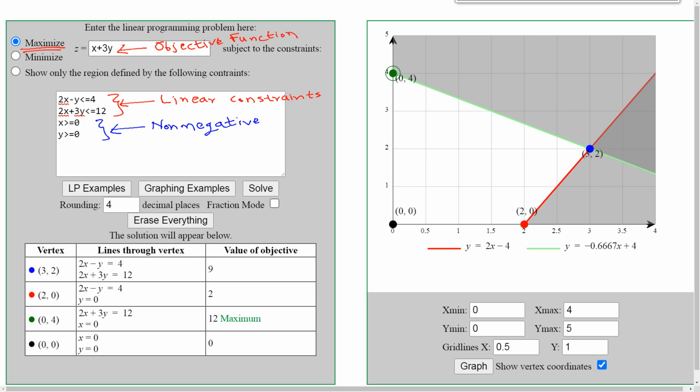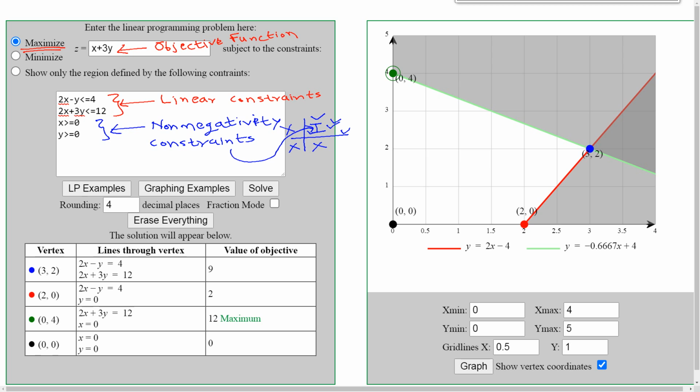So non-negativity constraints assure that the answer of the linear programming problem that we will obtain will always be in the first quadrant. It will never be in the second, third or fourth quadrant. So the answer will always be in the first quadrant. This is assured by non-negativity constraints, x is greater equal to 0 and y is greater equal to 0.